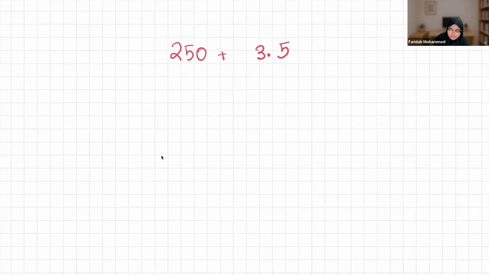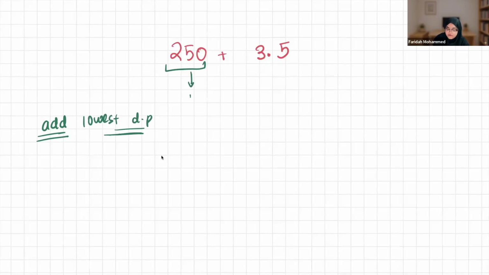When we add, we said that we look at the lowest decimal place, right? This one has what? 0 decimal place. This one has? What is decimal place? Numbers after decimal point. There is no decimal place, 0. This one has 1 decimal place. So the lowest should be no decimal place, right?